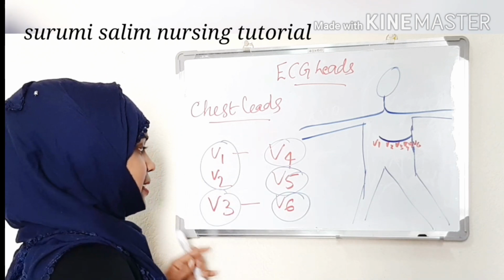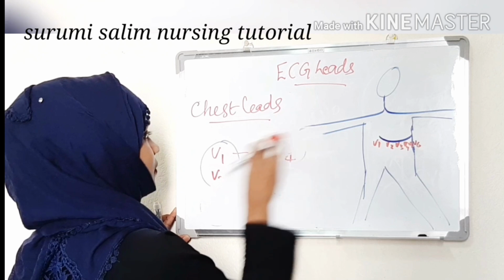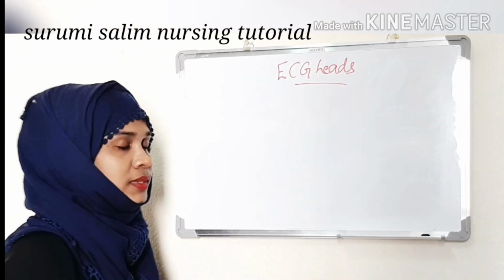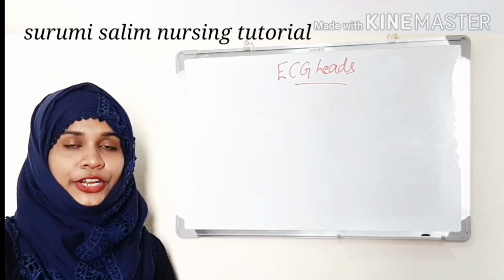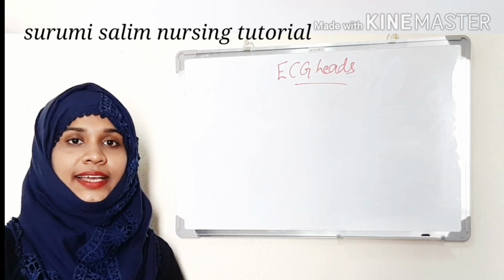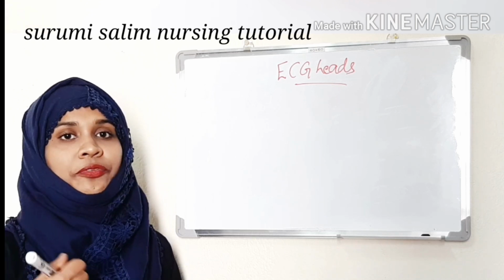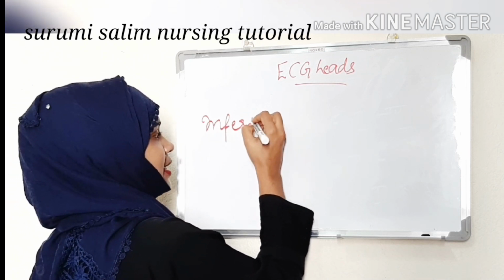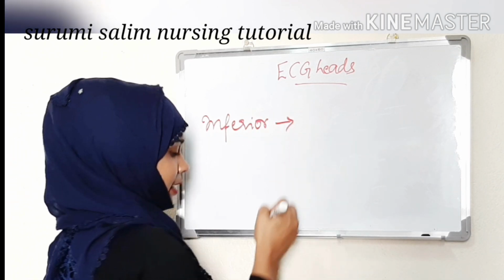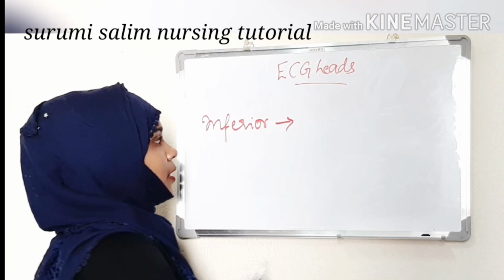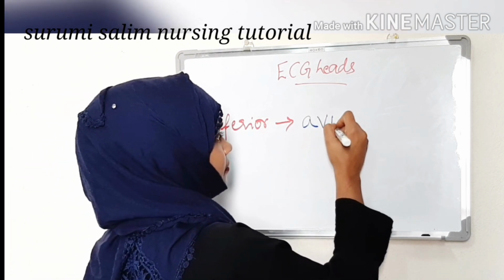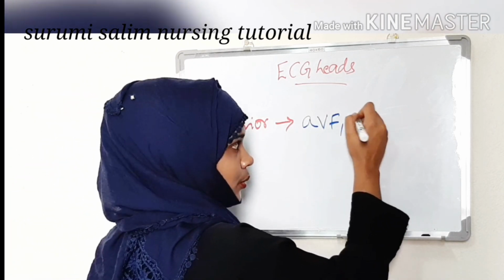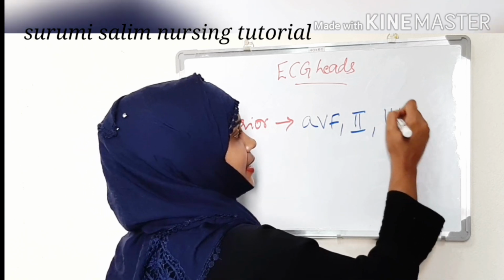So next we will be seeing about the leads, which are again classified into inferior, lateral and anterior according to the infarct. So we are viewing the inferior leads if there is any inferior myocardial infarct. So the leads are AVF, lead 2 and lead 3.